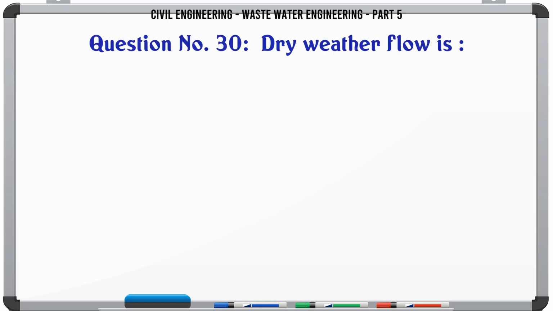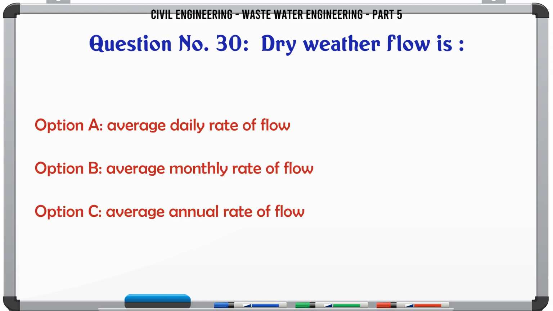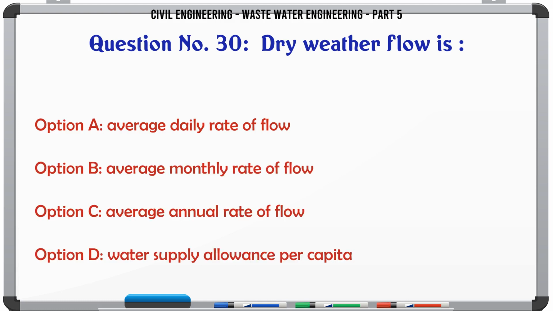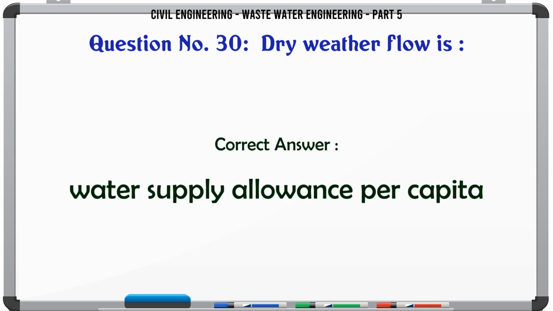Dry weather flow is A. Average daily rate of flow. B. Average monthly rate of flow. C. Average annual rate of flow. D. Water supply allowance per capita. The correct answer is water supply allowance per capita.